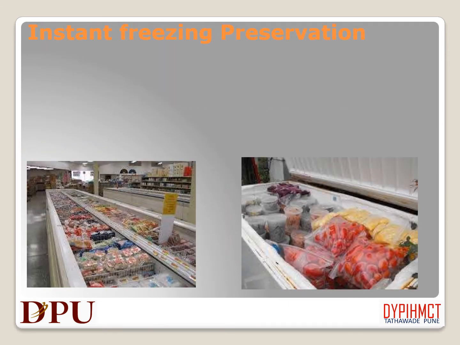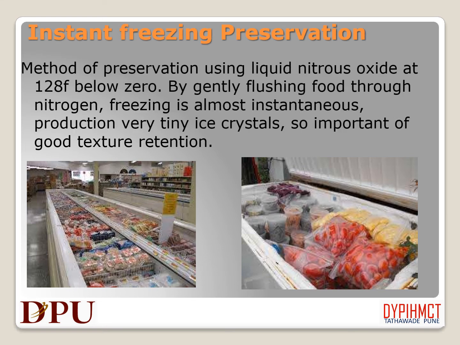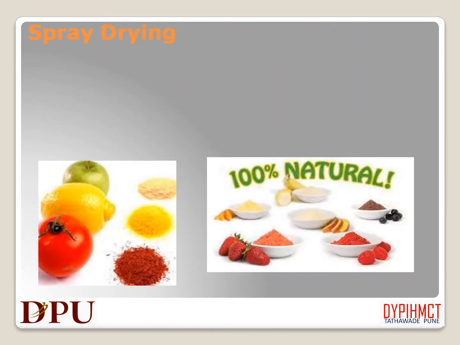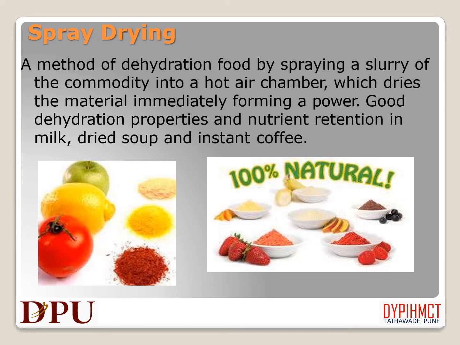In this slide we will discuss the instant freezing preservation process. A method of preservation using liquid nitrogen at 128 degrees below zero. By gently flushing food through nitrogen, freezing is almost instantaneous, producing very tiny ice crystals, which is important for good texture retention. In this slide we will discuss the spray drying process. A method of dehydrating food by spraying a slurry of the commodity into a hot air chamber, which dries the material immediately, forming a powder. Good dehydration properties and nutrient retention in milk, dried soup and instant coffee.